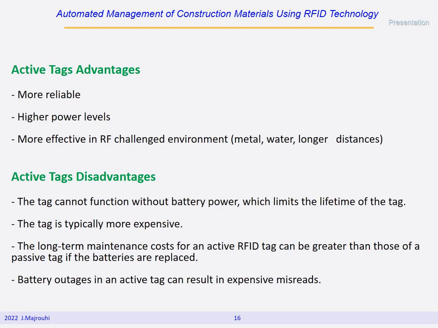Active tags' advantages are that these tags are more reliable, have higher power levels, and are more effective in RF challenge environments. Active tags' disadvantages are that the tag cannot function without battery power, which limits the lifetime of the tag. The tag is typically more expensive. The long-term maintenance cost for an active RFID tag can be greater than those of a passive tag if the batteries are replaced. Battery outages in an active tag can result in expensive misreads.